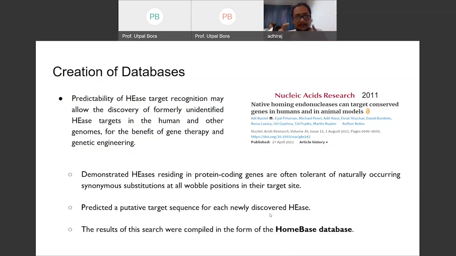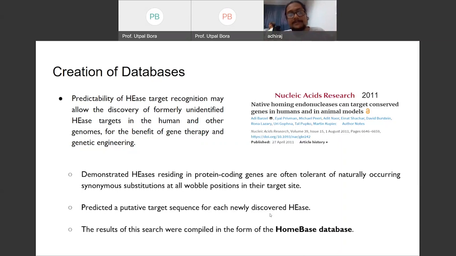At the wobble position it is like G and U. They can interchange their positions, right? So these kinds of mismatches were allowed. So they found it. Then they predicted a putative target sequence for newly discovered HEGs. The results of this search were compiled in the form of a database called HomeBase database.